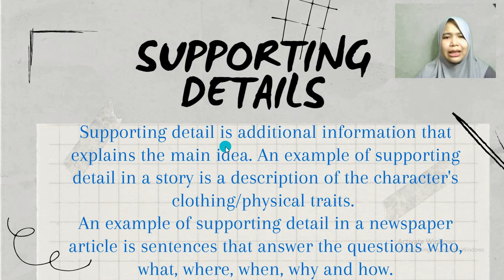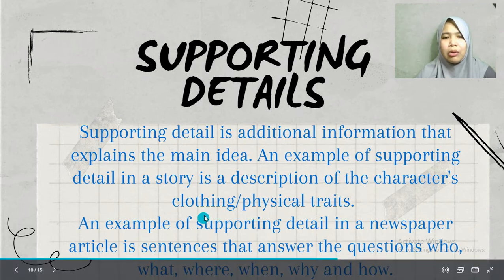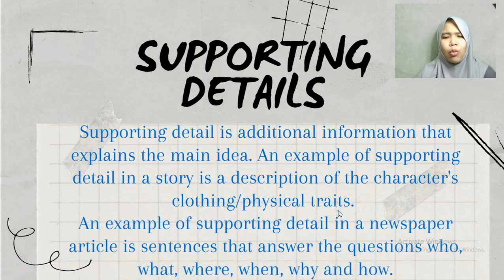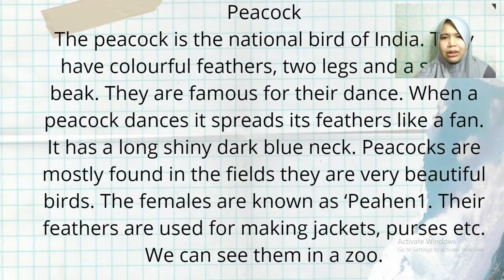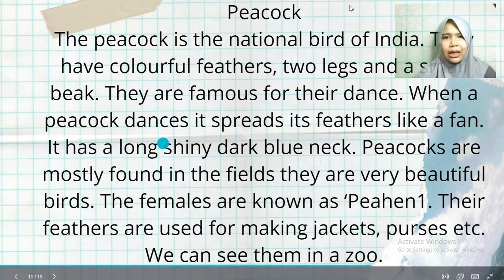Okay, supporting detail is additional information that explains the main idea. An example of supporting detail in a story is a description of the character's clothing or physical traits. Or if it's in a newspaper, it can be the answer to the questions who, what, where, when, why, and how. Still don't get it? So we are going to the example given here.